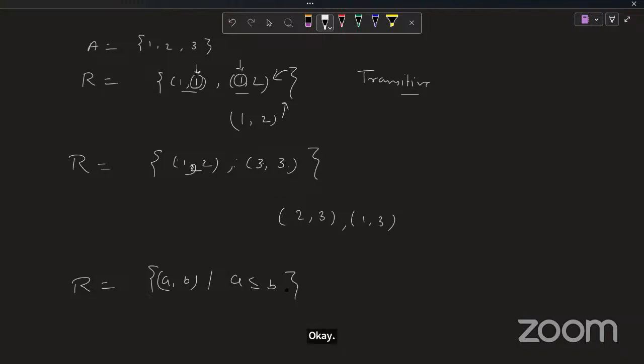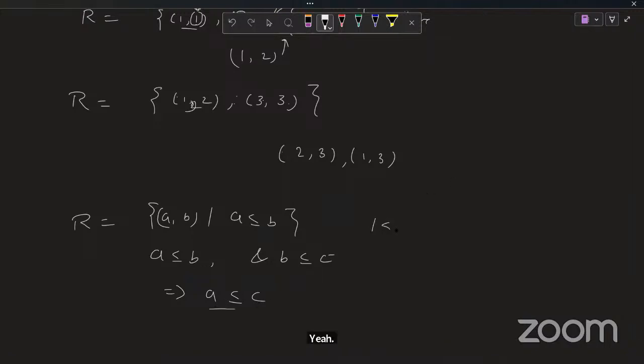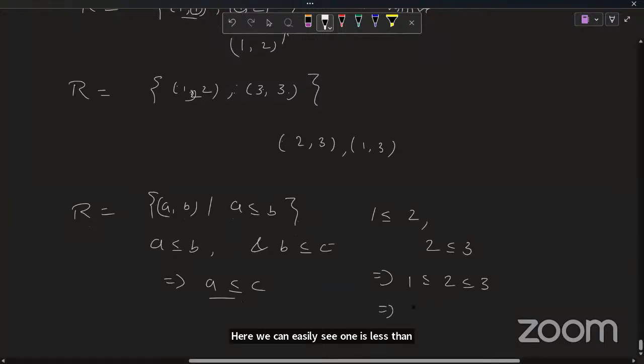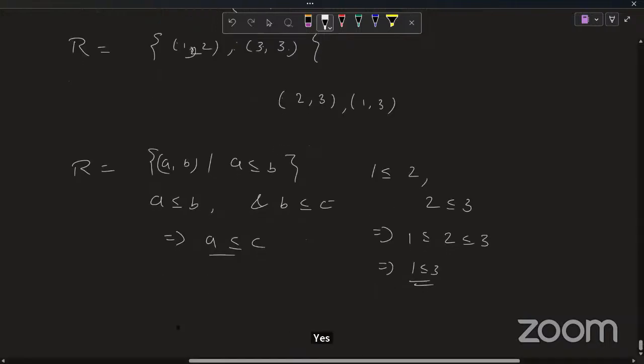Is this a transitive relation? Yes, it is. Why? Because if A is less than or equal to B and B is less than or equal to C, this automatically implies that A is less than or equal to C, right? Just like 1 is less than or equal to 2, 2 is less than or equal to 3. Here we can easily see 1 is less than or equal to 2 is less than or equal to 3. We can write it as 1 is less than or equal to 3. So this is a transitive relation.